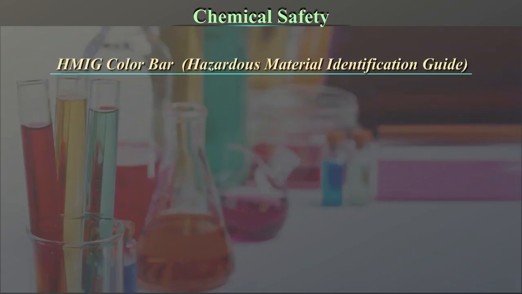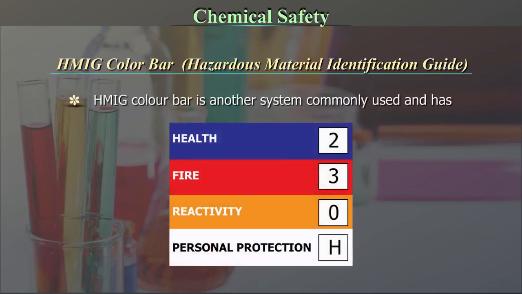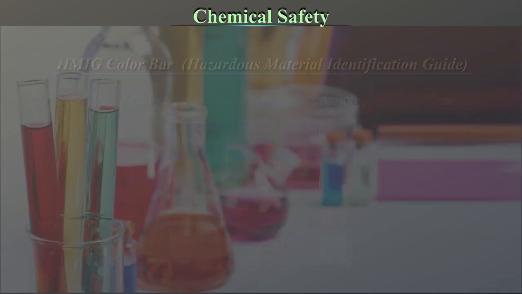HMIG color bar, or Hazardous Material Identification Guide. HMIG color bar is another system commonly used. It has blue for health, red for flammability, orange for physical hazard, that is reactivity, and white for personal protection. Fire and reactivity, both components of the physical hazards, are separate in this one.